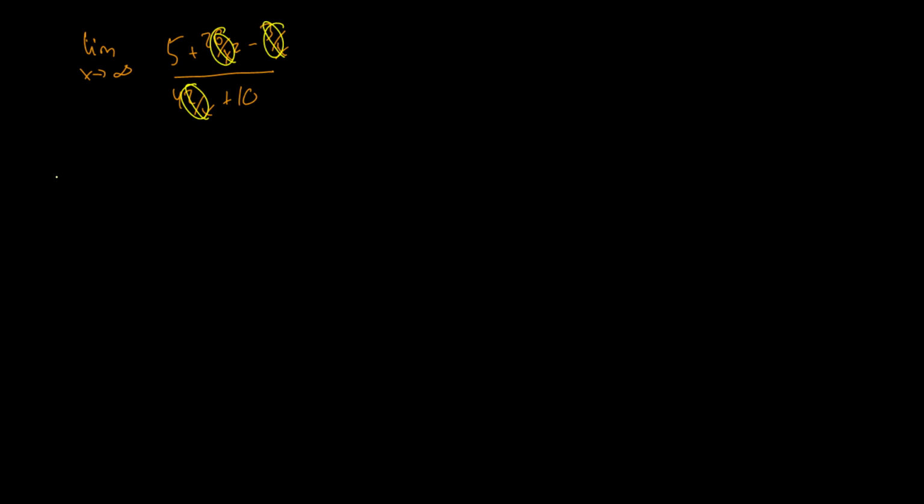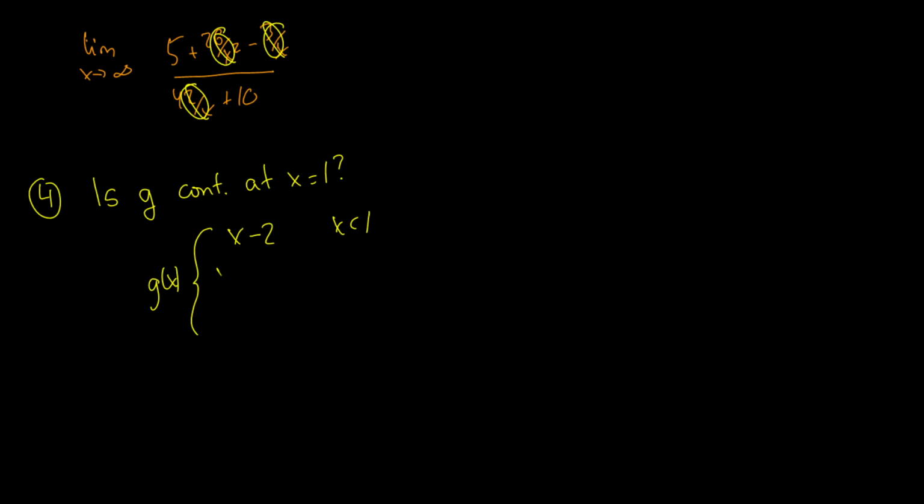Okay, question number 4. We're going to do a continuity question. We want to know if g is continuous at x equals 1. I haven't given you the function yet, so don't panic. Okay, g of x. This is a piecewise function in 3 parts. It is going to be x minus 2 when x is less than 1. It's going to be x squared plus 1 when x is greater than or equal to 1 and less than 3. And it's going to be k divided by x, where k is some constant, when x is greater than 3.